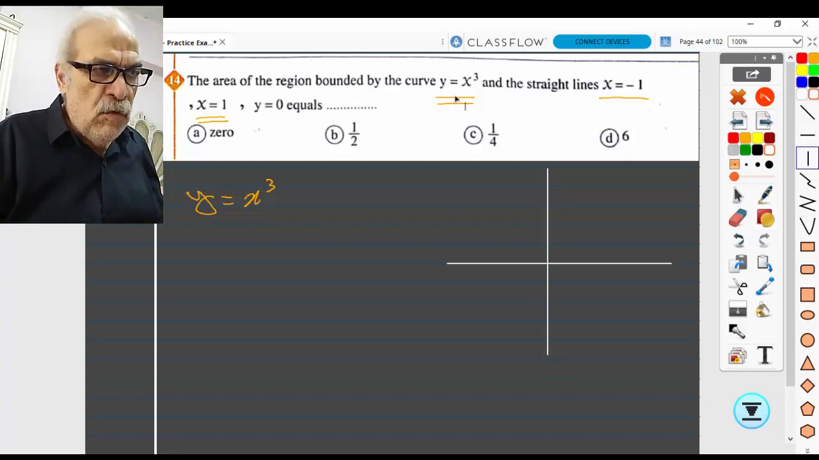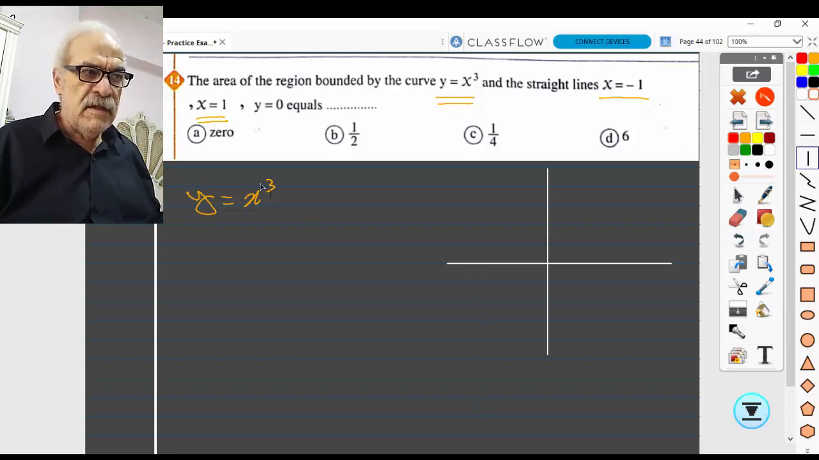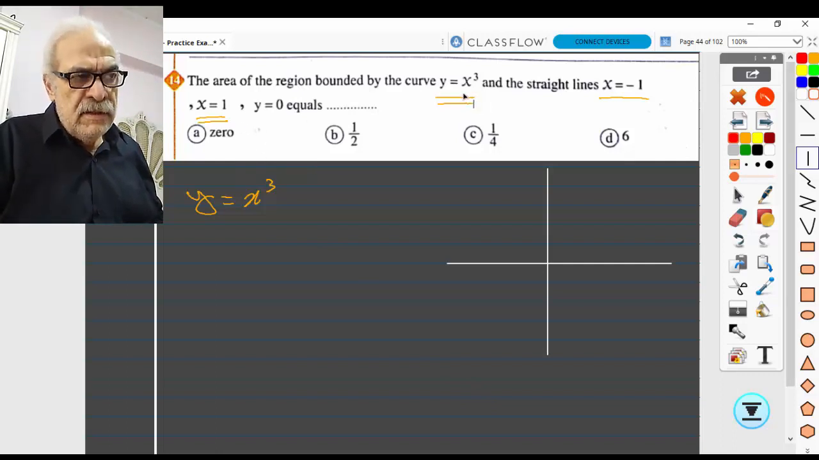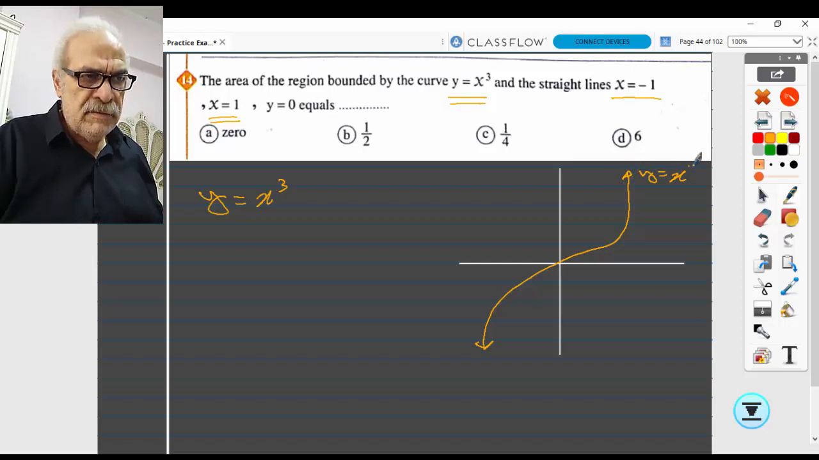To draw the function y equals x power 3, you can substitute x equals -2. The result will be -8, right? When you substitute x equals 1, y equals 1, substituting x equals 0, and so on. So the figure will be in this form, like this. It is the third degree function, y equals x power 3.